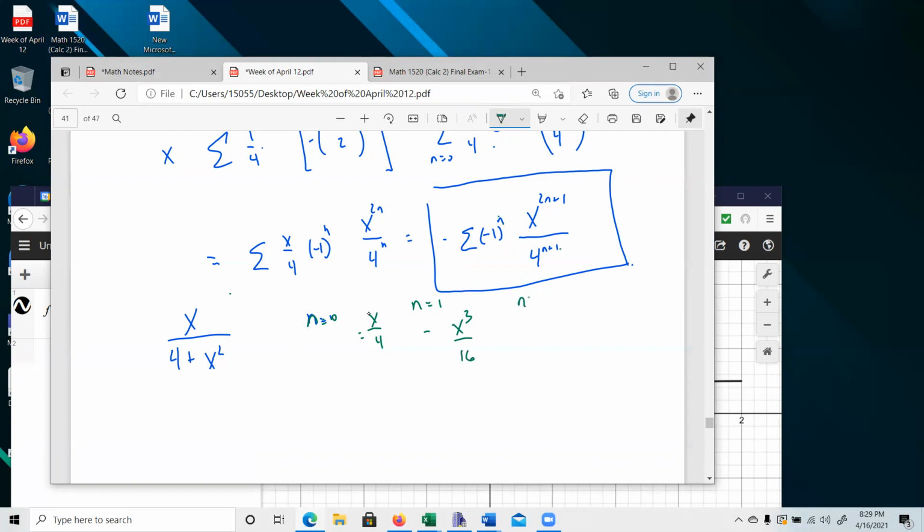N is equal to 2, so it's positive. 2 times 2 is 4, 4 plus 1 is 5, and then 4 cubed is going to be 64. Plus, actually, it's going to be minus. So I just wanted to add up a couple of these so you can kind of see what's going on with this.